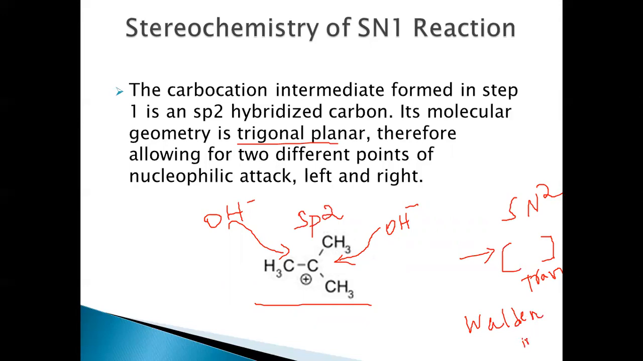But here we can see that if the attack is taking place from the front side, it's a retention in the configuration. If it is from the back side, it's inversion in the configuration, resulting in the formation of a racemic mixture, which means that the inversion in the configuration and the retention in the configuration product are formed in a 1:1 ratio.